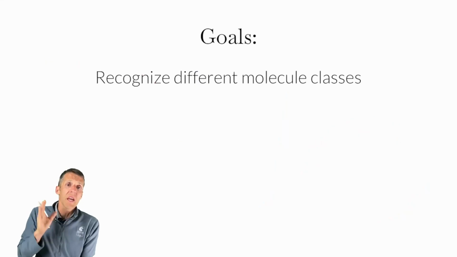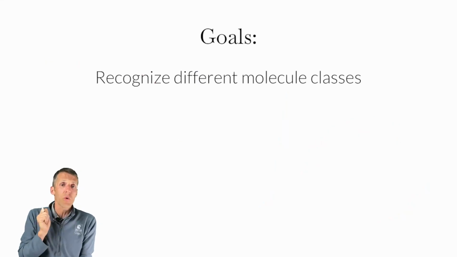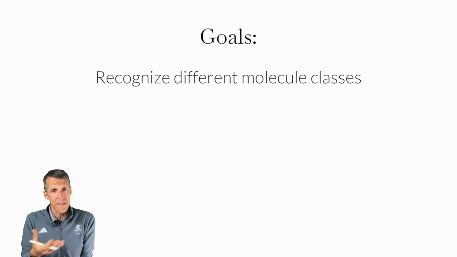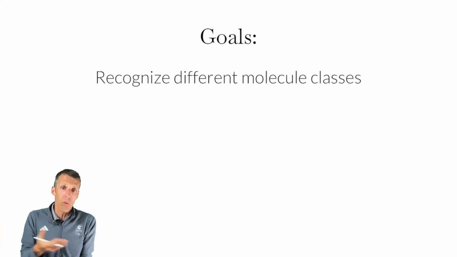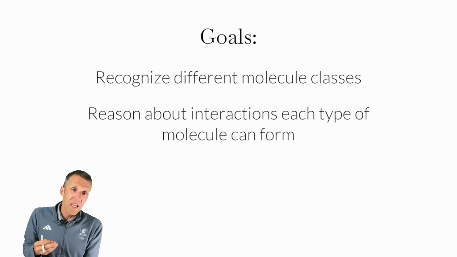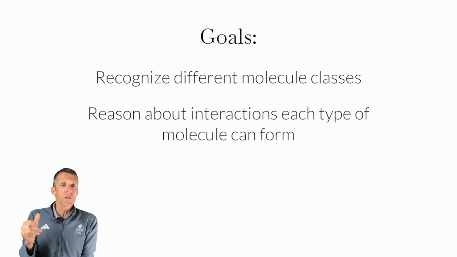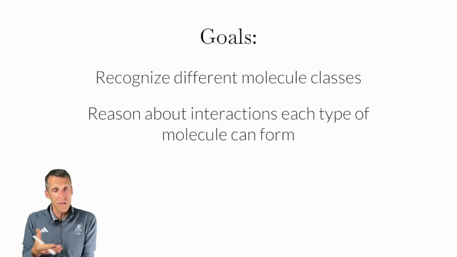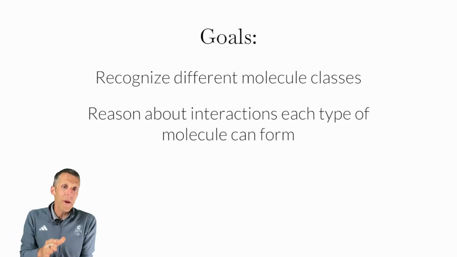So our goals for today would be that at the end of this video, you would be able to recognize the different molecular classes. So if you look at a big metabolic network or you look at a textbook, you'd be able to say, oh, look, that's a lipid, or oh, look, that's a carbohydrate. Second would be that you'd be able to reason about the sorts of molecular interactions that each of these molecules can form. And that actually pairs with the next video.